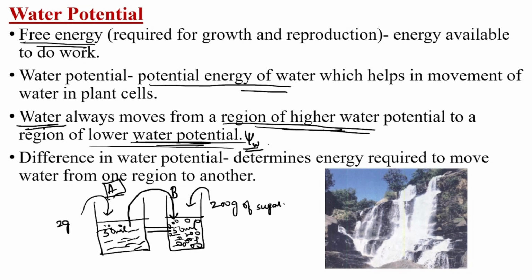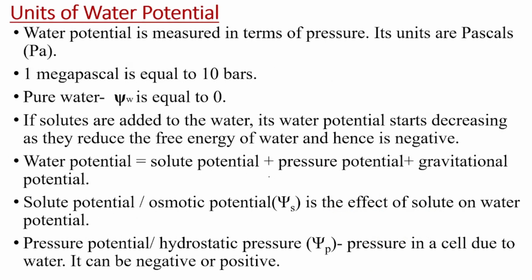And how is it measured? See, anything we measure. If it is energy, we measure it in joules. If it is power, watts. Or if it's current, amperes; force, newton. In the same way, water potential has the same units as pressure. So it is measured in pascals, Pa. 1 megapascal is equal to 10 bars. And this is an important point to be noted.